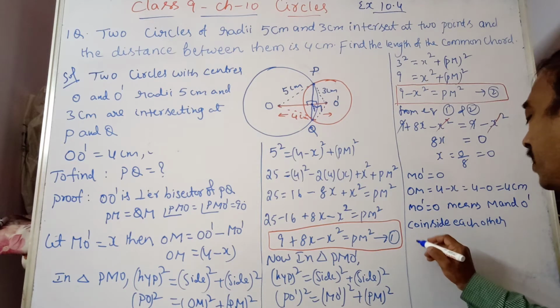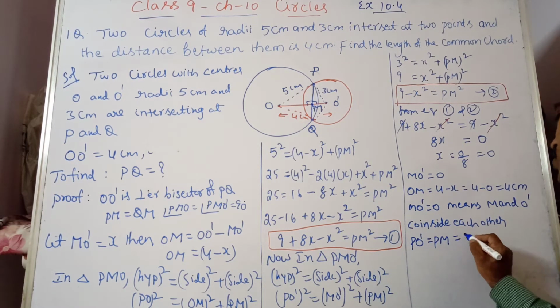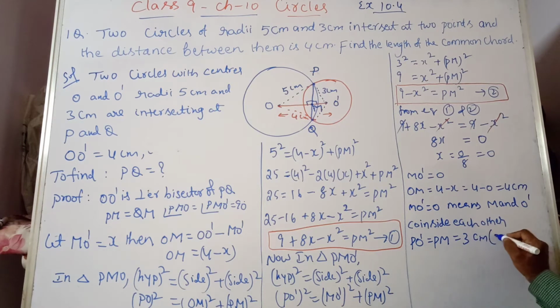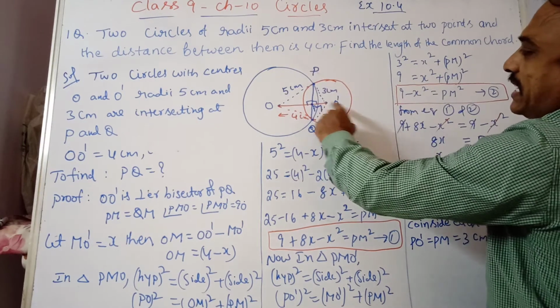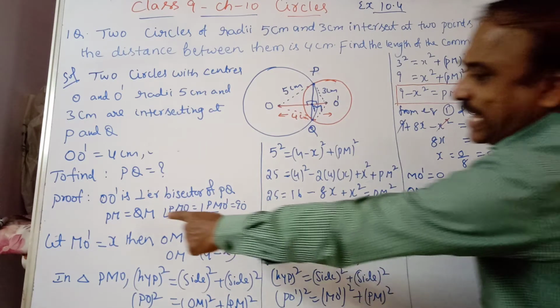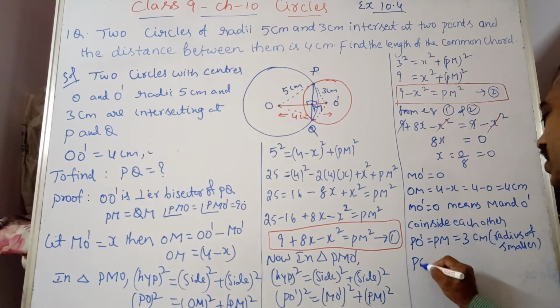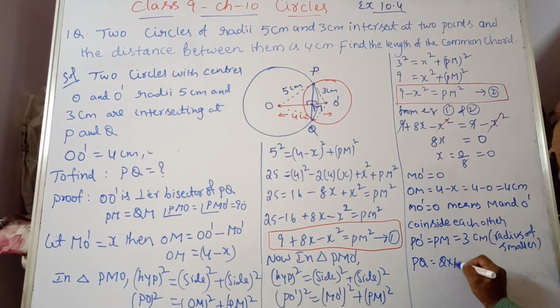Coincide each other, which means PO dash is equal to PM is equal to 3 centimeters, which is the radius of the smaller circle. If PO dash is the radius of the smaller circle, which is nothing but PM, and as we know PM is equal to QM, that means PQ is the diameter. So PQ is equal to 2 times PM.